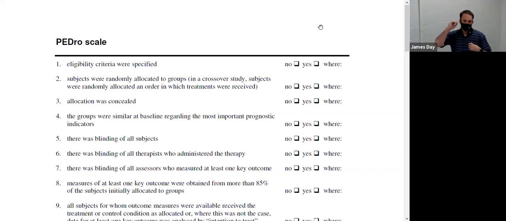So today what we're going to do is transition from looking at a single article to the steps we're going to take to evaluate more than one research article.